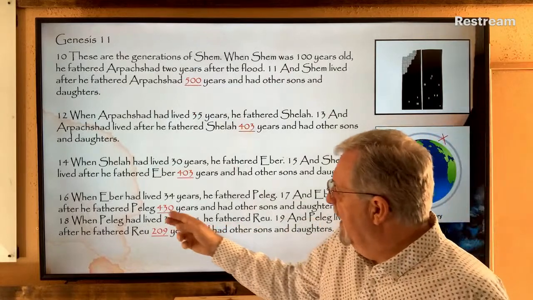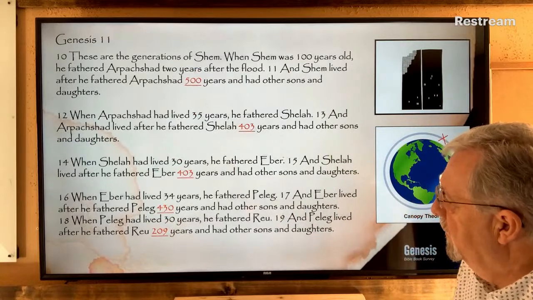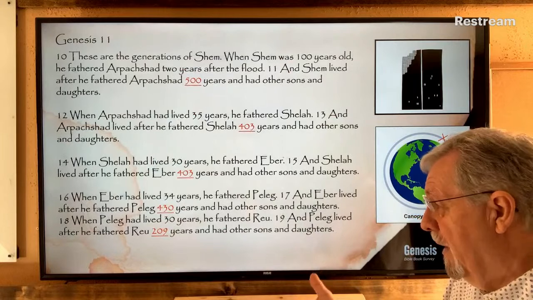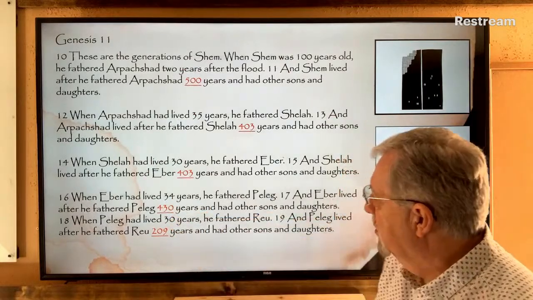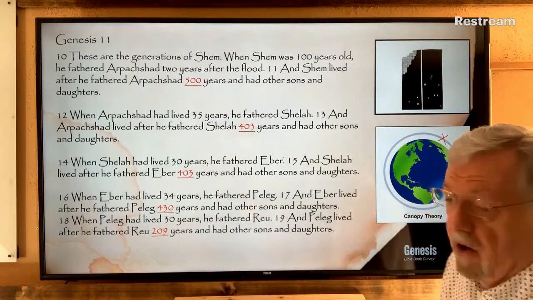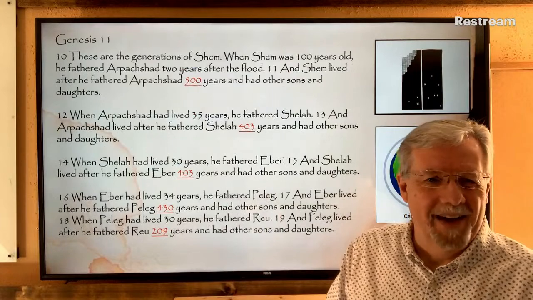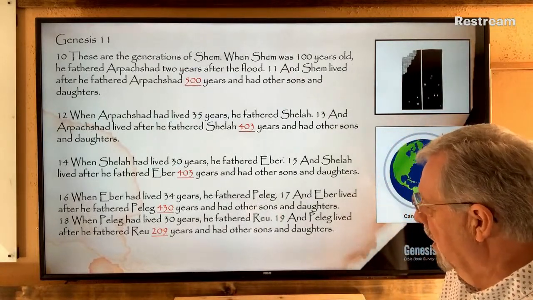Now, Eber, he's going to live 34 years. He's going to father Peleg. And Eber lived, after he fathered Peleg, 430 years. So now we got it going up a little bit more. So what is that? 430, that's 464 years. So he's living 30 years longer than his dad. Okay, but that's still not a big stretch, is it? You're still seeing how we're coming down as far as the length of life.